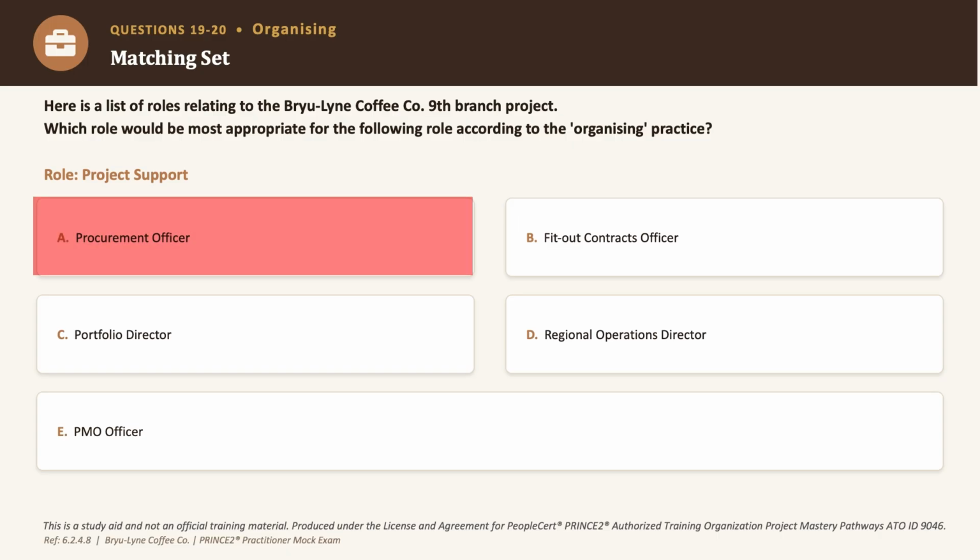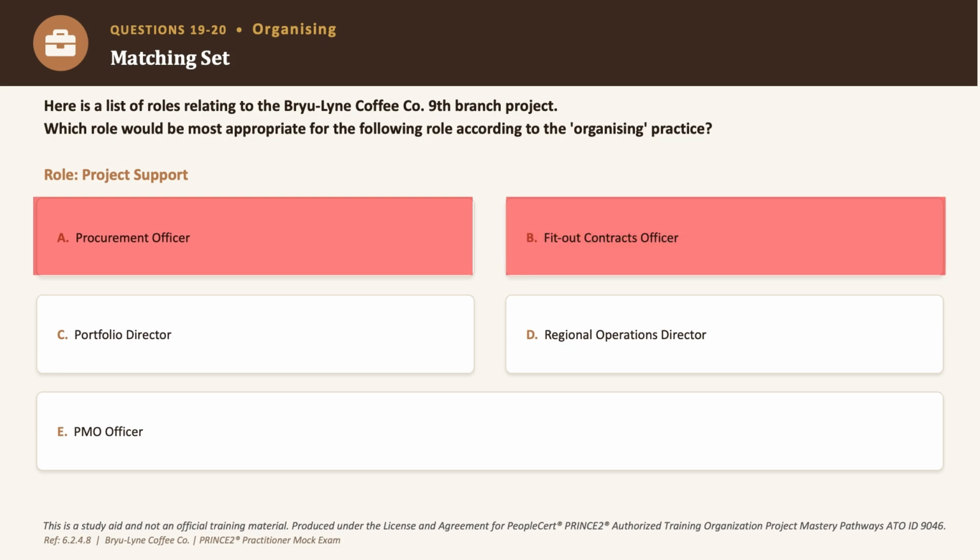Option B says the fit outs contracts officer. Now useful for contractor terms, but again, too narrow and supplier focused for this role, right? Which is on the business side. So eliminated as well. Option C says the portfolio director. Now far too senior, right? And too strategic for day-to-day project administration.